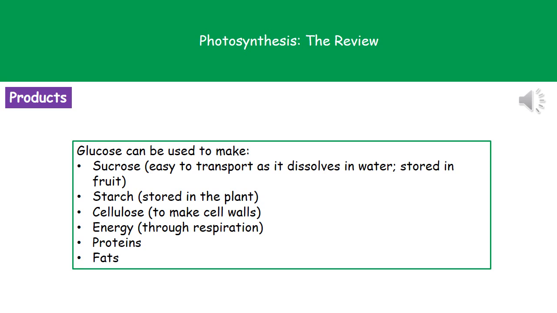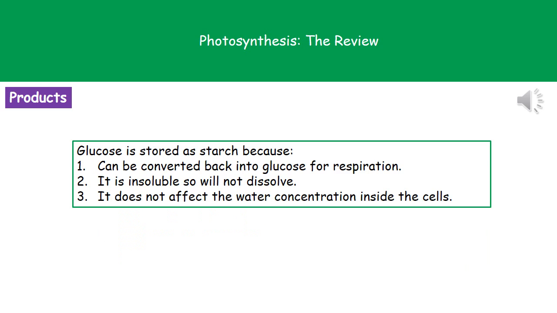We'll also use some glucose to make cellulose, and that's the chemical that we use to build the cell walls. Some of it, as I've already said, is used in respiration to generate energy for these different processes to occur within our plant. And then other glucose will be broken down and converted into proteins or fats.